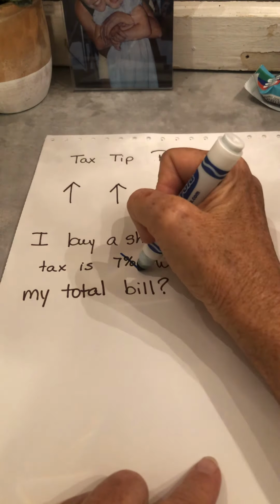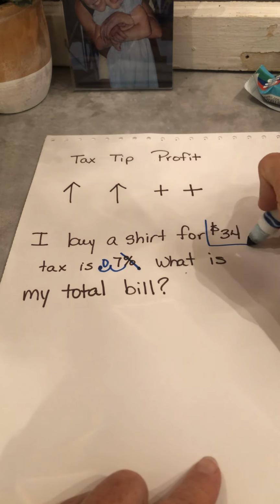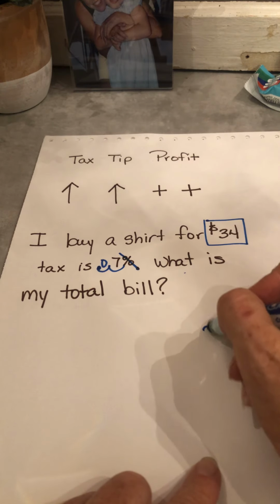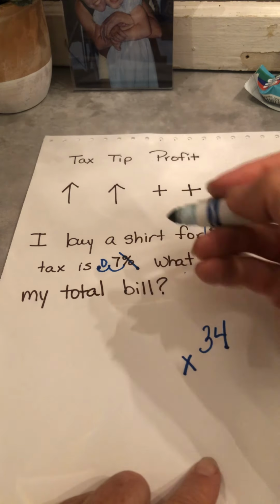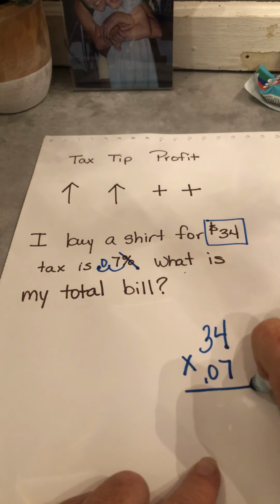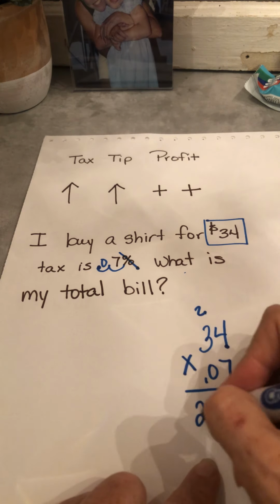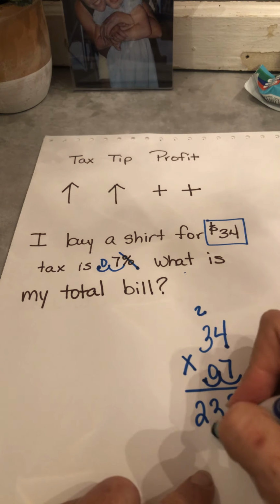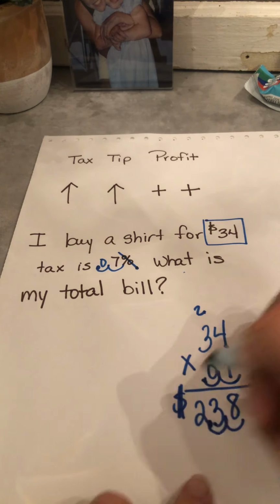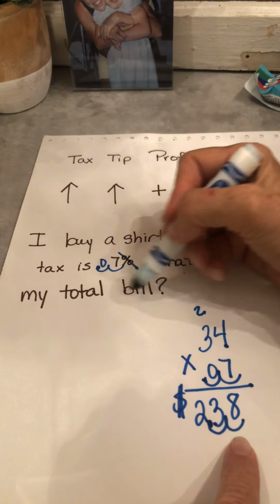Okay, we already know we get rid of the percent sign and move it 2 places. So we're going to take our regular price item, 34. We're going to times it by tax, 0.07. I get 28, carry my 2, 21 plus 2 is 23. Move my decimal 2 places. We've already gone through that in previous lessons. So $2.38. Is that my total bill?